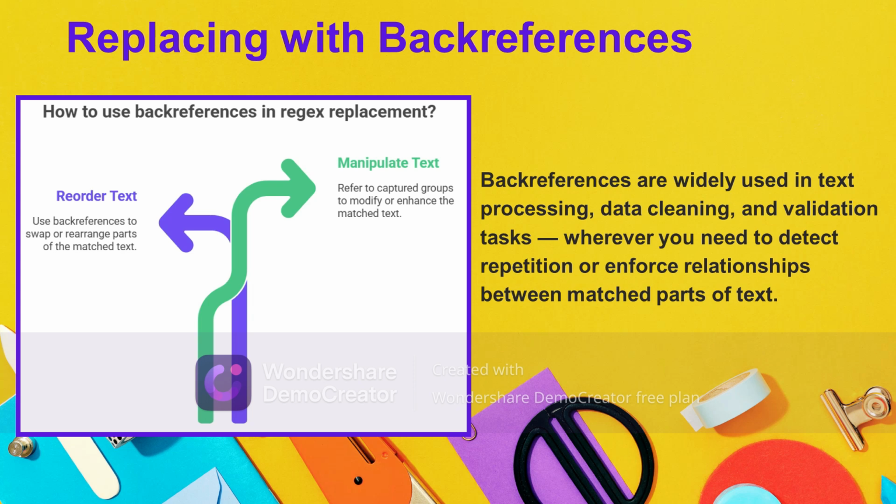So whenever we are going to find repetition between matched parts of text, and we want to modify or reuse them, in that case we can use the back reference. It refers to capture groups to modify and enhance the matched text. So what are capturing groups? A capturing group is a word, pattern or group of strings present within parentheses. Each pair of parentheses is referred to as one captured group. So whatever data we give within the parentheses is called a captured group. Use back references to swap or rearrange parts of the matched text.